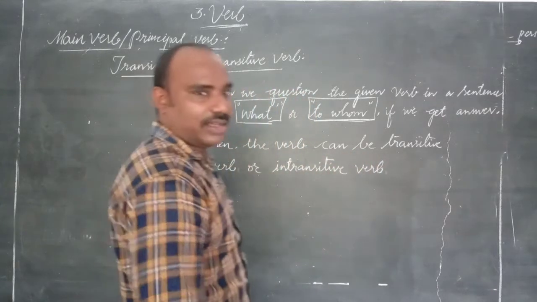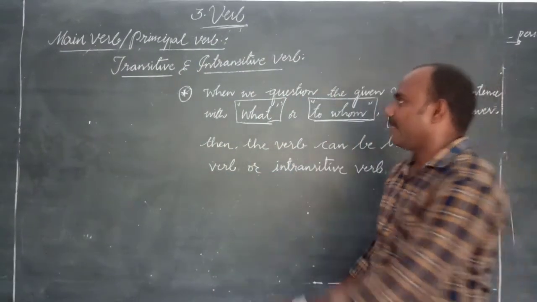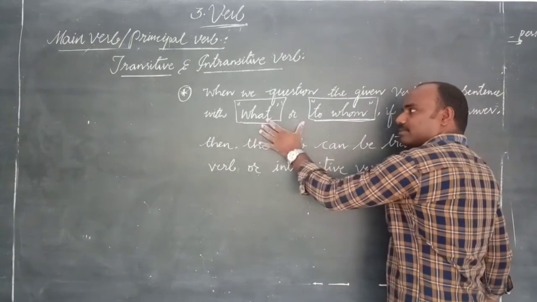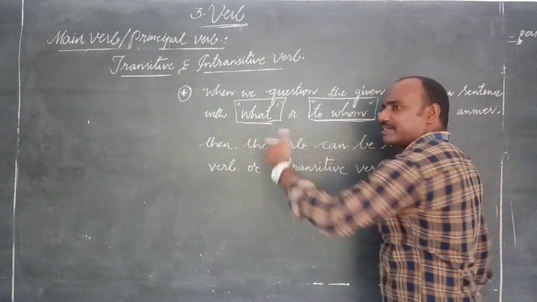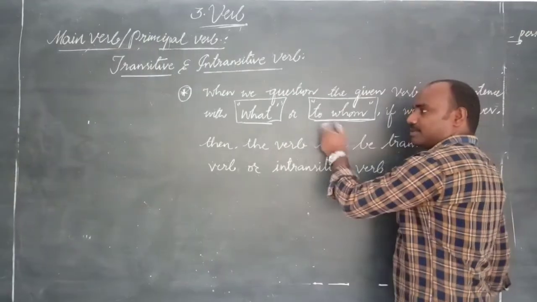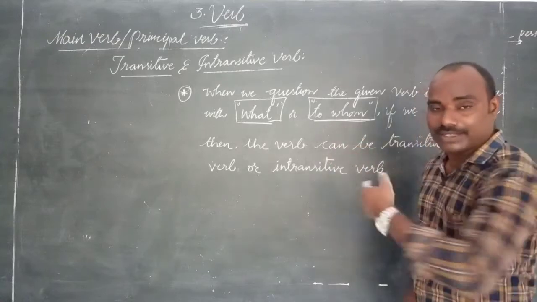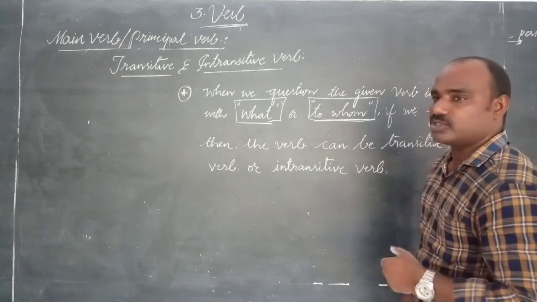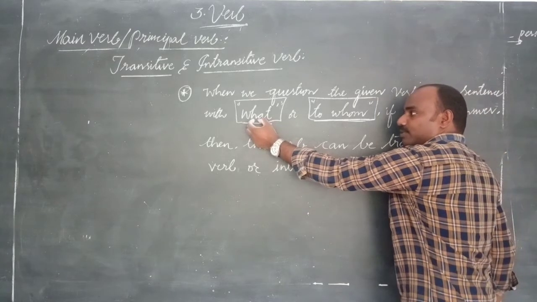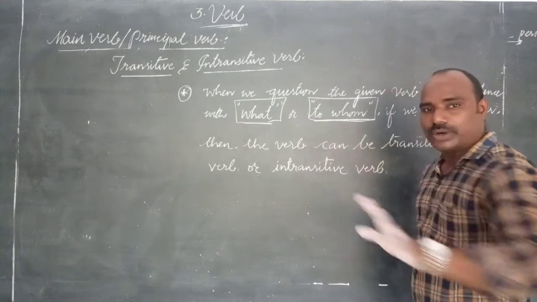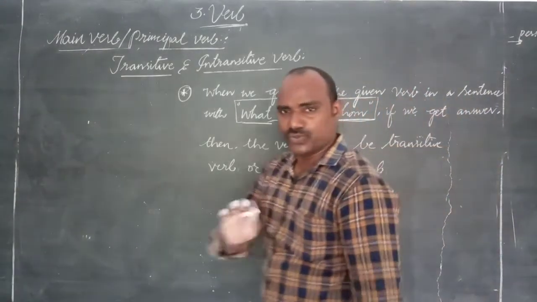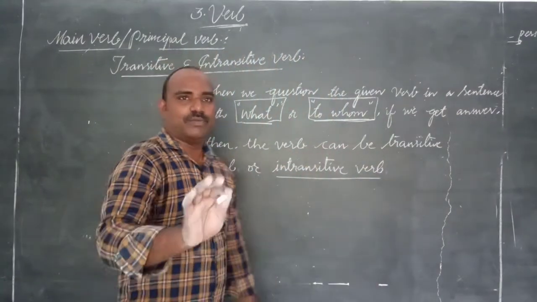Intransitive. Have you understood? You see, we should question the given verb with these two question words. First, with what? If you get an answer, that can be transitive. If you don't get an answer, try the next question word: to whom? If you get an answer for these, that can also be transitive. In case, after questioning with these two WH words, with what or to whom, you don't get an answer, that can be intransitive. This is a very, very important point.